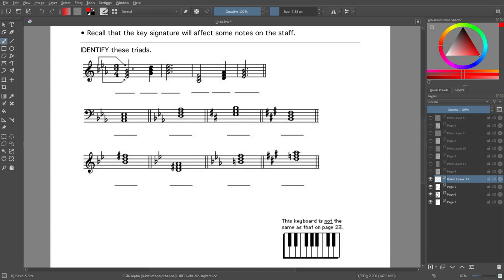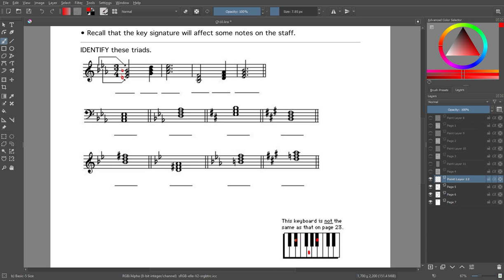So, let's take a look at this one first up here. We have our key signature, which has 3 flats on B, E, and A. There's a flat on B and E. I did that backwards, but yeah, B is up top, E is on bottom. If you need to write them in, if that helps you, go for it. So we have E flat, G, and B flat. Let's figure out what that triad's going to be.